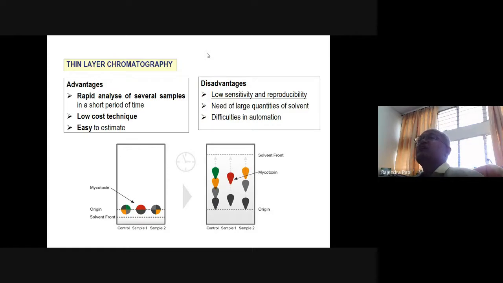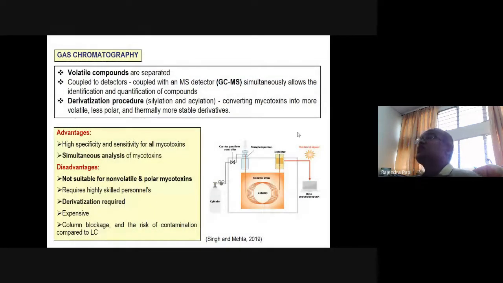Thin layer chromatography allows rapid analysis, and we can run several samples in a short period of time. It is a low cost technique and easy to perform. However, the disadvantages are low sensitivity and reproducibility, the need for a large quantity of solvents, and difficulties in automation. So although we use TLC, it is not practicable in some instances.